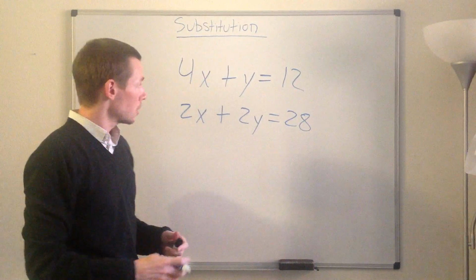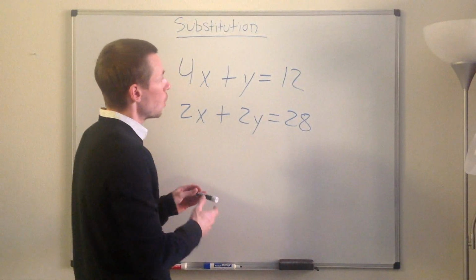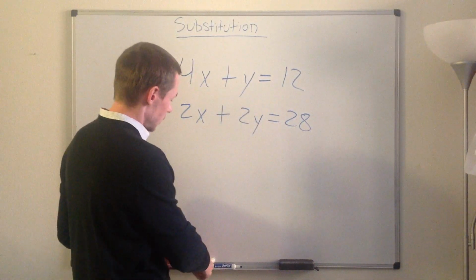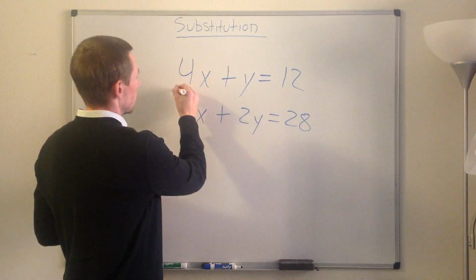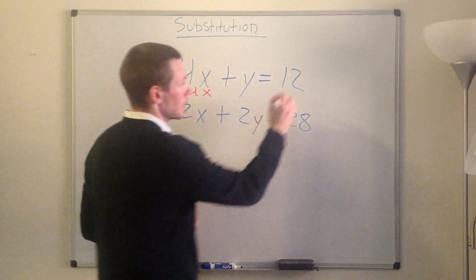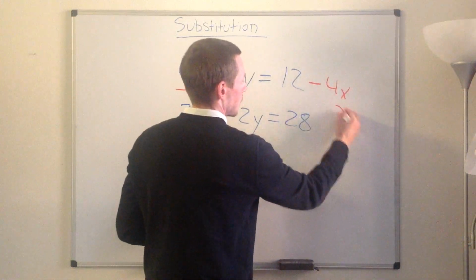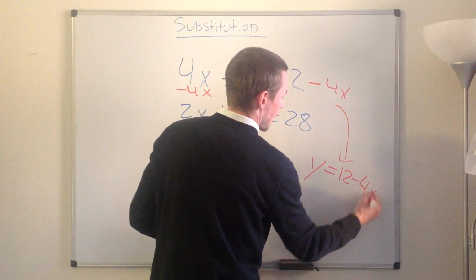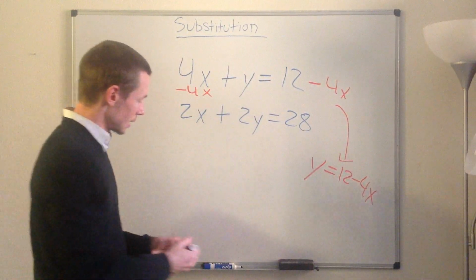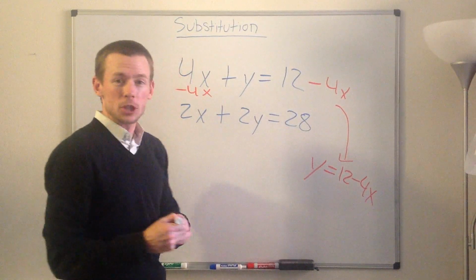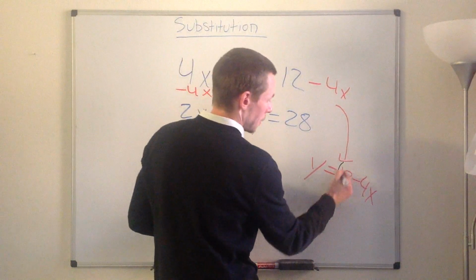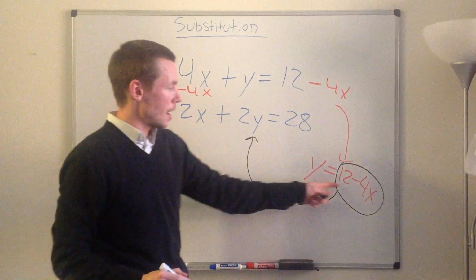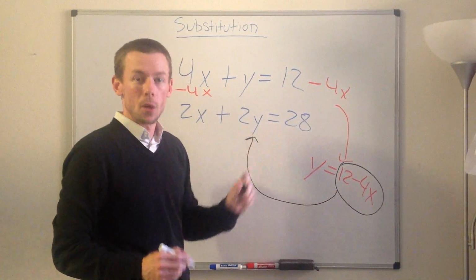So if you wanted to use the method of substitution in this case, what you might need to do is get y on this first one by itself. You could do that by subtracting 4x. y equals 12 minus 4x. Now you have it in a position where you could do some substitution by taking that right there and substituting it in for y.